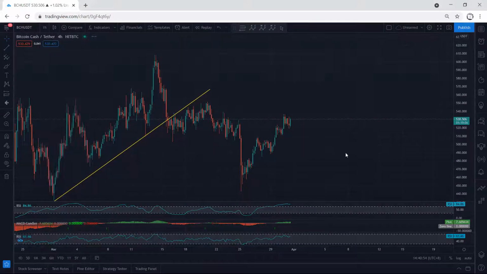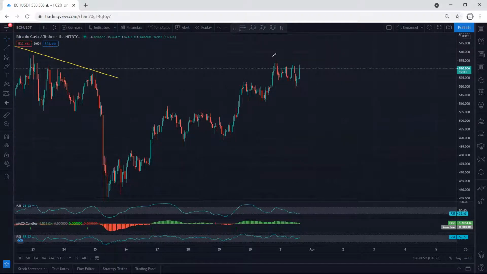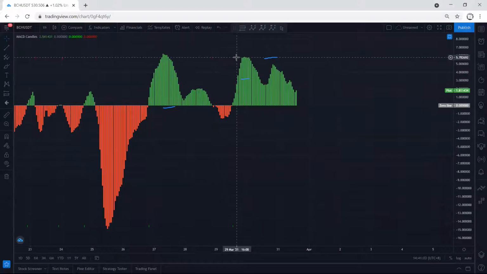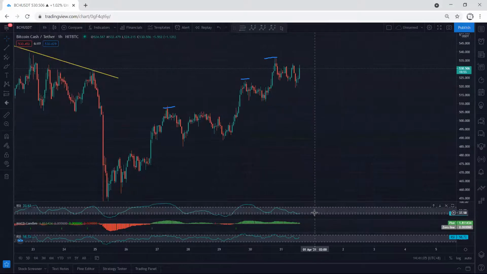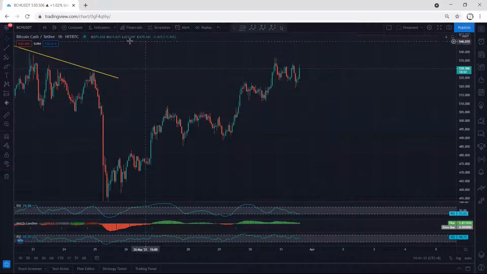Because if we move to the 1 hour chart, as we can see, if we put all this stuff relative to each other, we can see that we have a divergence. And as well here, the possibility of a reversal is very low, but mostly we can expect a big correction.